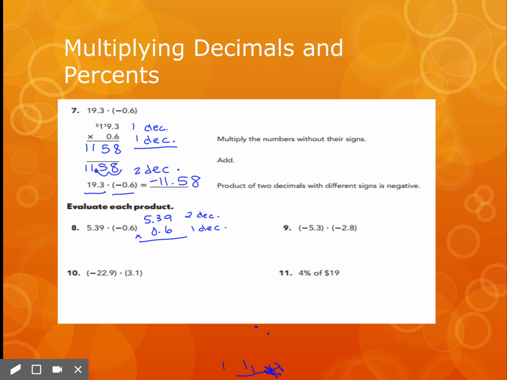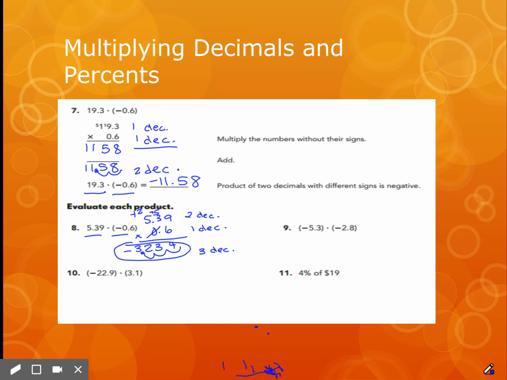So in 5.39 times 0.6, I have a total of 3 decimal places. So I don't need to do that 0, so I just start multiplying. 6 times 9 is 54. 6 times 3 is 18, plus 5 is 23. And 6 times 5 is 30, plus 2 is 32. So now I have to put my decimal back in 1, 2, 3 places. And because my original problem was a positive times a negative, my answer is a negative 3.234.